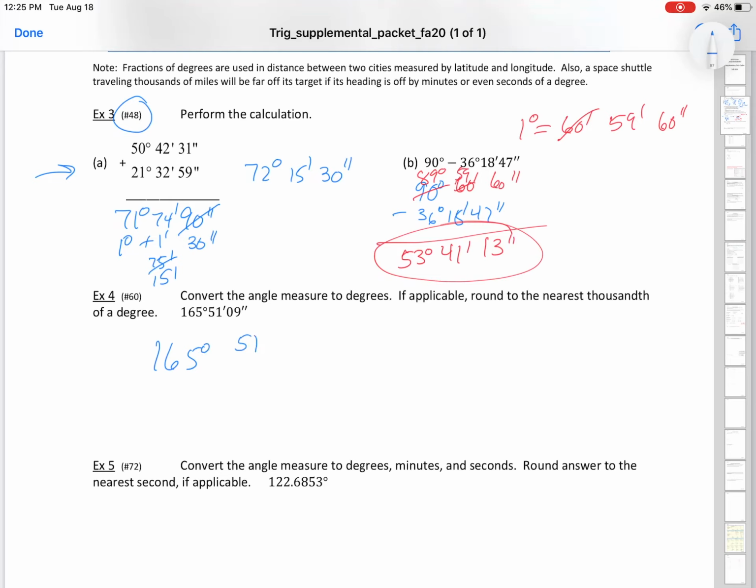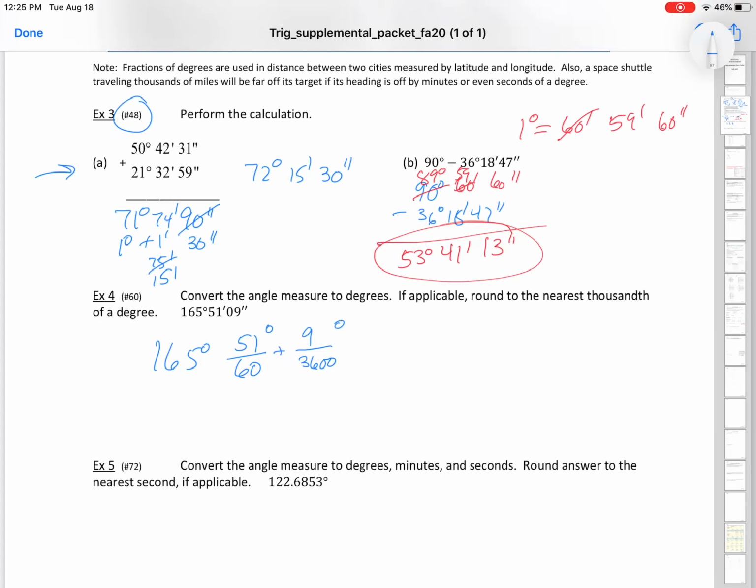But 51 minutes is really 51/60th of a degree, because each minute is 1/60th of a degree. And if that's the case, then the 9 seconds that are out here, I want to relate everything to degrees, is going to be divided by 3,600. Because the 9 seconds, 60 of them make a minute, and 60 of those make a degree. So we're going all the way out to degrees. That's the best way I can approach this.